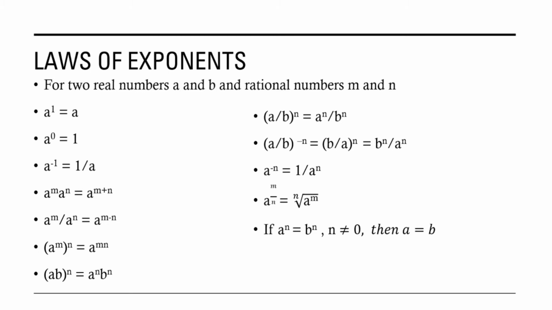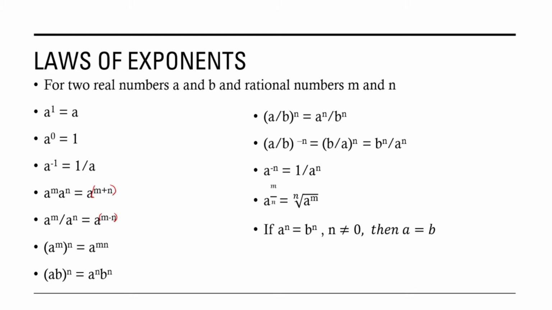The next one, we have a raised to m into a raised to n is equal to a raised to m plus n. The next one, a raised to m divided by a raised to n is equal to a raised to m minus n. The next one, we have a raised to m the whole raised to n is equal to a raised to m into n. The next one is ab the whole raised to n is equal to a raised to n into b raised to n. The next one is a divided by b the whole raised to n is equal to a raised to n divided by b raised to n.